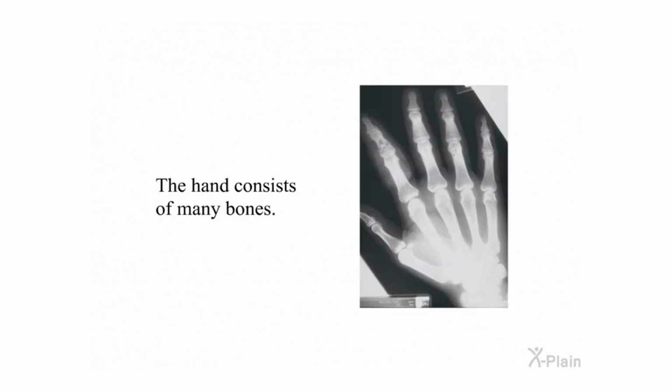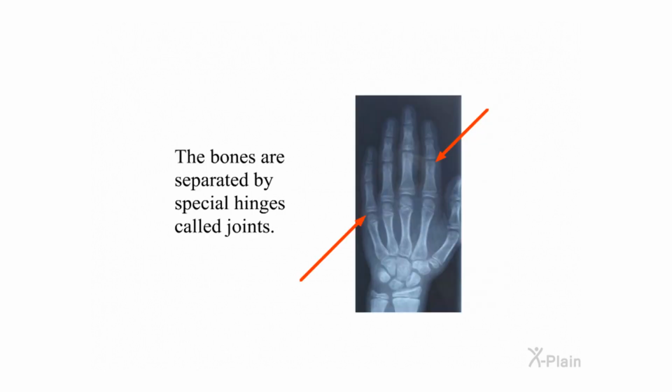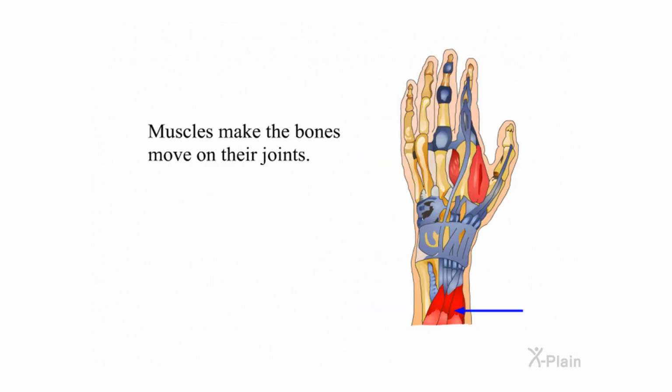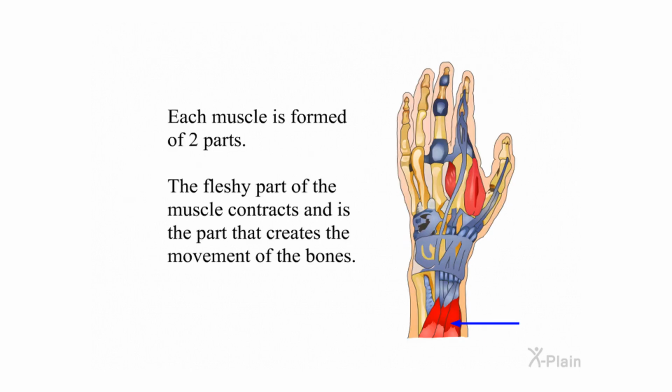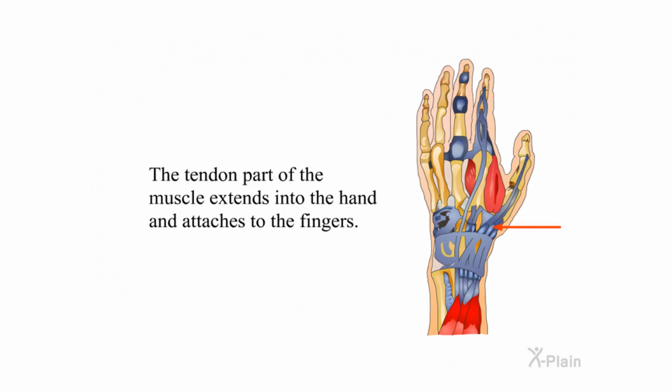Anatomy of the hand. The hand consists of many bones. The bones are separated by special hinges called joints. Muscles make the bones move on their joints. You can grip objects with your hand because of the muscles located in the forearm. Each muscle is formed of two parts. The fleshy part of the muscle contracts and is the part that creates the movement of the bones. The tendon part of the muscle extends into the hand and attaches to the fingers.